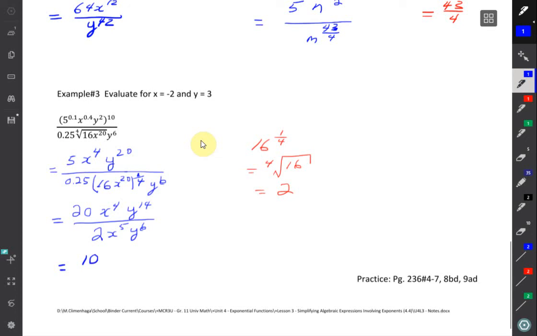X to the 4 and x to the 5, the 4 is smaller, so that's going to end up being in the denominator. Y to the 14 over y to the 6. 14 minus 6 is 8. That's y to the 8 in the numerator. And then we have x to the 5 and the x to the 4. 5 subtract 4 is 1. So we have an x left in the denominator.